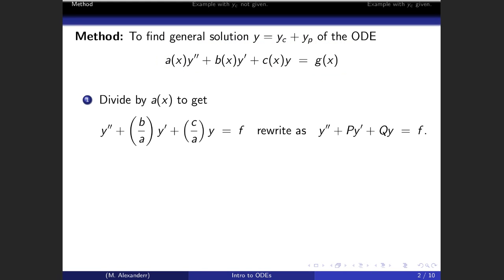All right, so the first step is that your differential equation, you first want to divide by the A because in front of the y double prime, you don't want to have this A. And so we're going to divide everywhere by the A function. And so we get this, but we're going to rewrite this one more time.